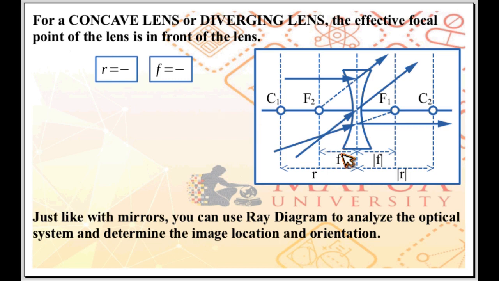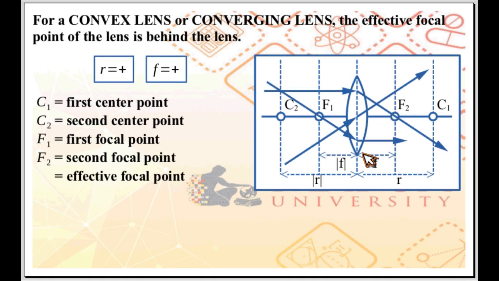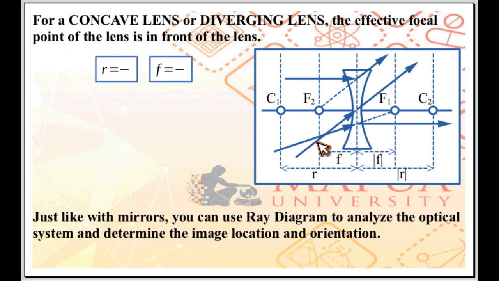This time, we have this lens. This is a concave lens. As you can see, the surface facing the front of the lens is concave, as opposed to a convex lens, where the surface facing the front of the lens is convex. For a concave lens, the positions of the focal points and center points are reversed. F2 and C1 are now in front of the lens, whereas F1 and C2 are behind the lens. And you have a diverging lens.